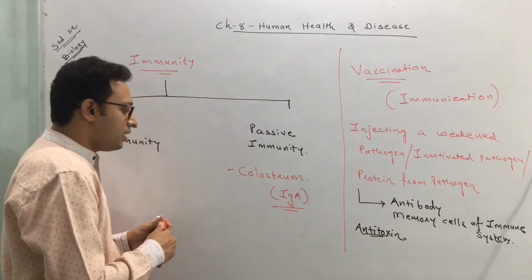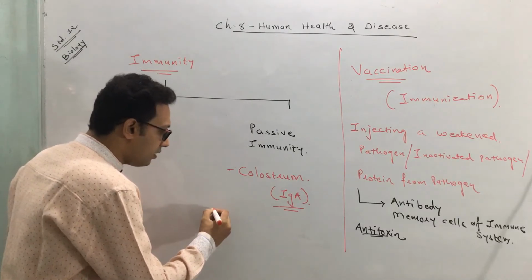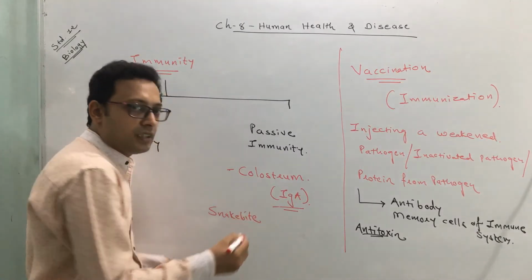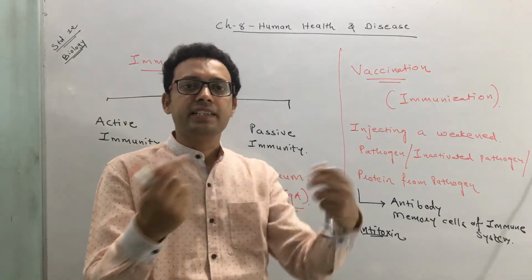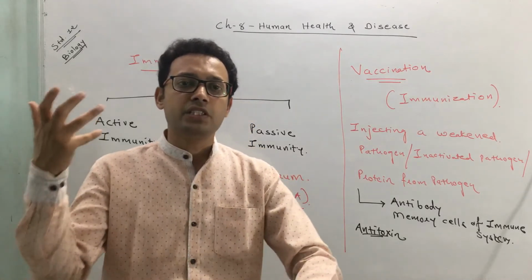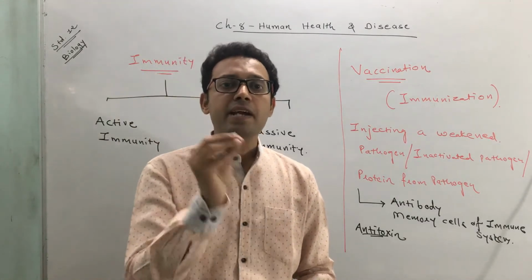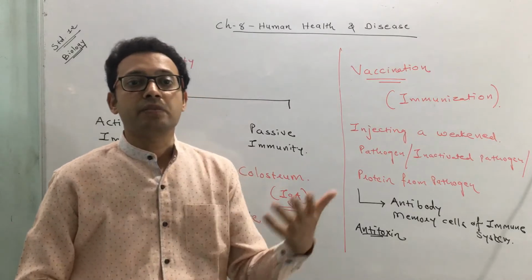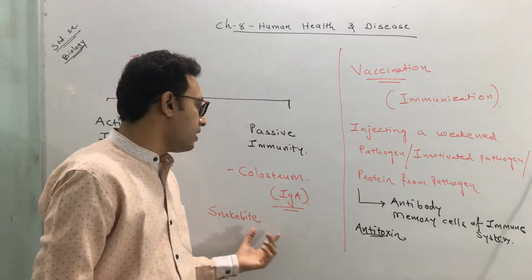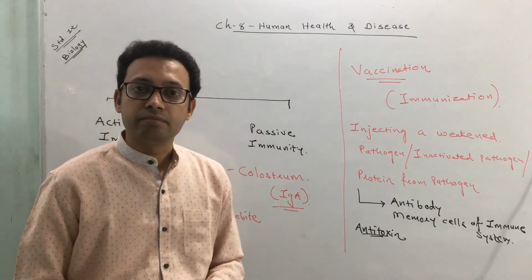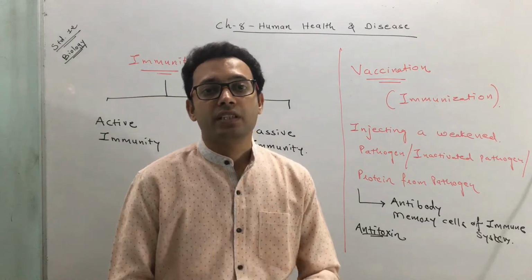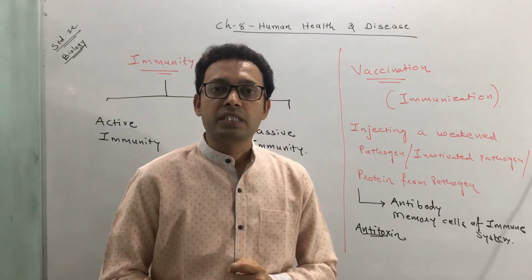Another example is treating snake bite poisoning. If someone is bitten by a snake, we don't have time to produce the antibody. So we administer ready-made antibodies. They are prepared from the venom or poison of a snake, and you can also call it anti-venom. That is also an example of passive immunity.